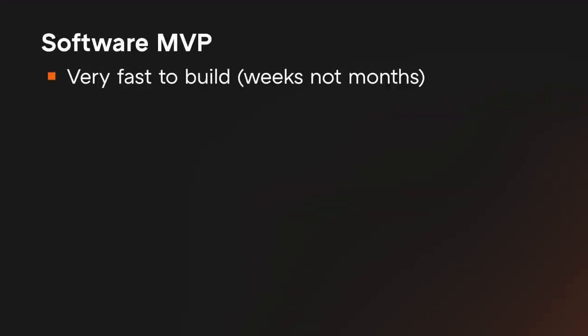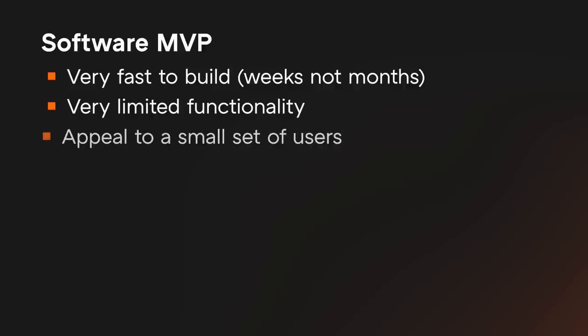And in all of these examples, you're going to see 3 pretty simple points. First, all of these products were fast to build. They could get out into the market quickly. Second, they all had very limited functionality. The third, and interestingly enough, all these products appealed to a small set of users. These founders realized that just making something that a small group of people loved was far more important than making something that could address all the needs of all potential customers from day one.